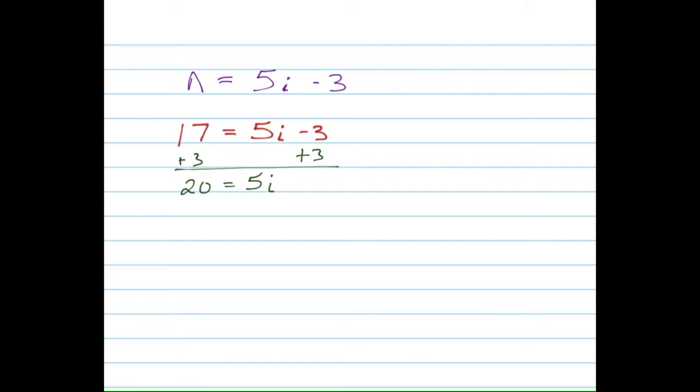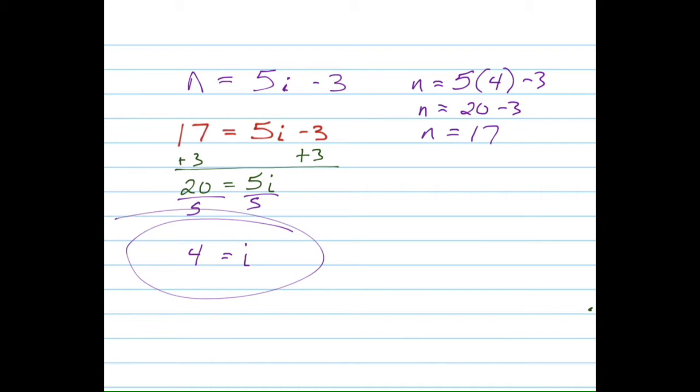Okay. The next step, we divide both sides by 5. And we get I equals 4. What should we do now? Okay, so what happens when I put 4 in for I? What's 5 times 4? 20. What's 20 minus 3? 17. So that does give us an output of 17. We are correct. Everybody okay with that?